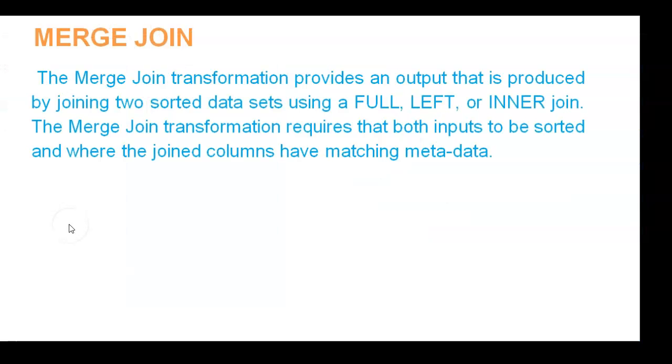Alright, let's move on. What is merge join? The merge join transformation provides an output that is produced by joining two sorted data sets using a full, left, or inner join. The merge join transformation requires that both inputs be sorted and that the join columns have matching metadata. So the join columns need to have matching metadata.